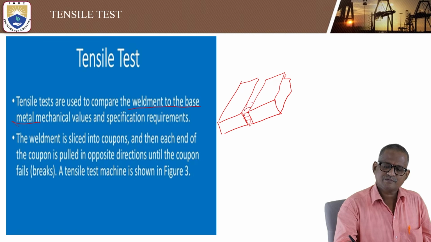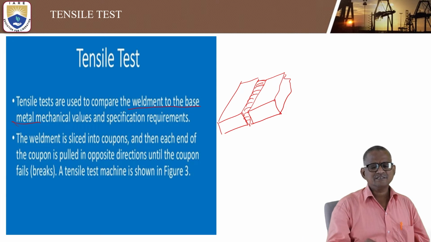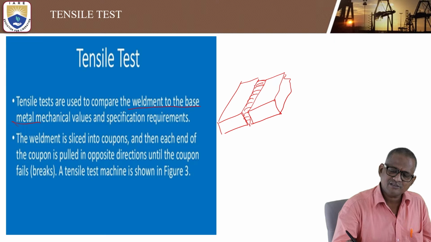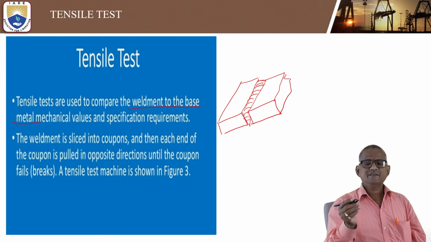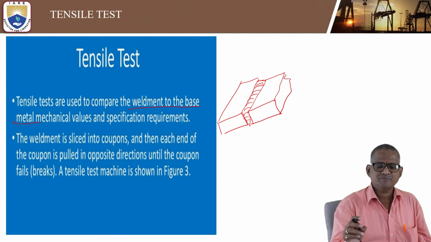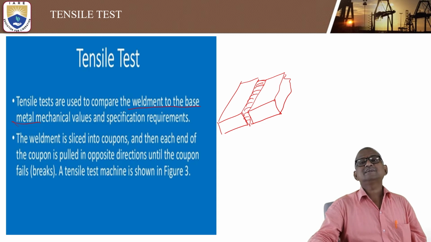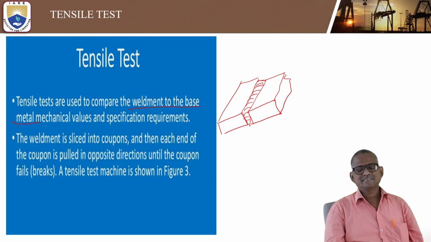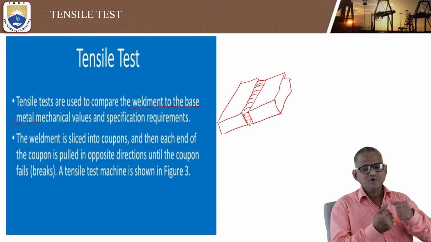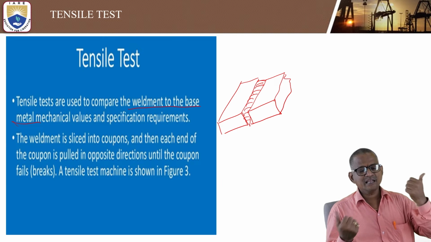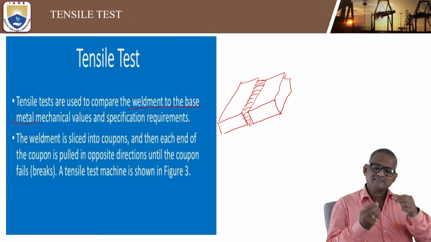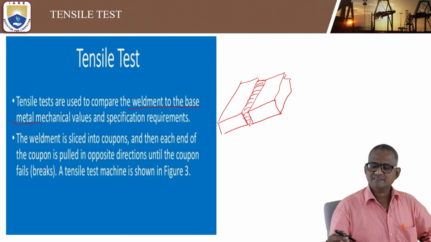Who can perform the welding? In such a case, you should take the weldment. This is called the weldment or weld bead type. You can take some sample, and keep that sample in the tensile testing machine. It will be pulled in opposite directions until the coupon fails. That test specimen fails. Yes or no?